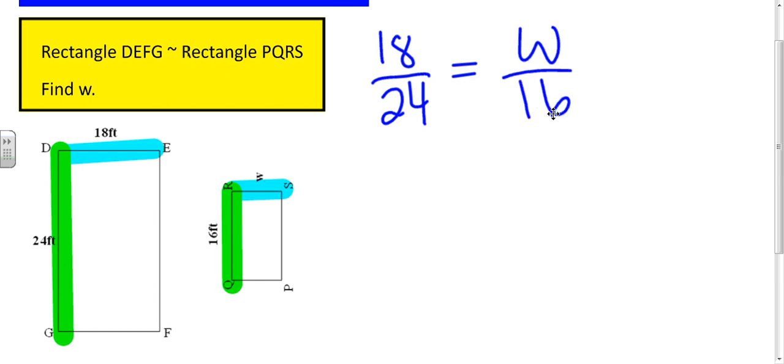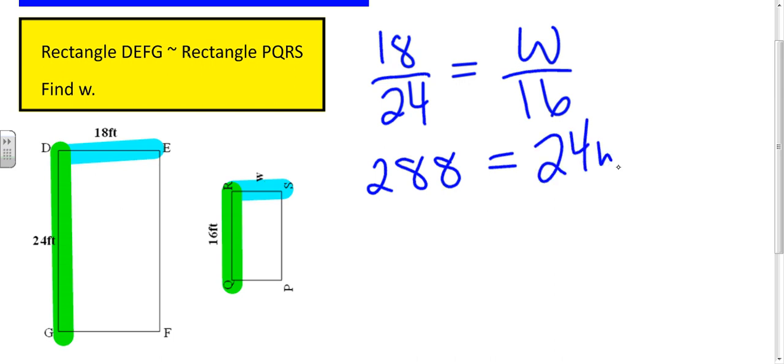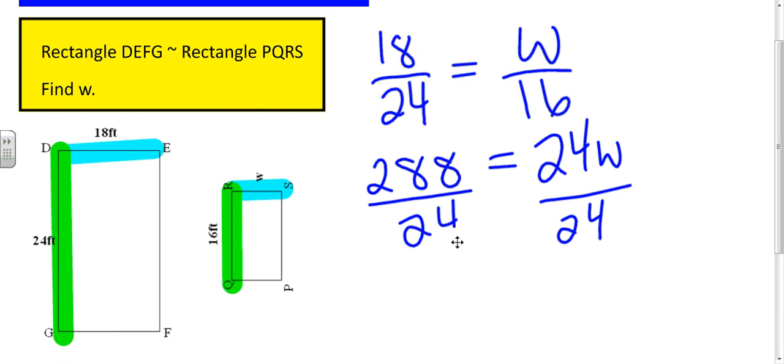Now I'm going to cross multiply. 16 times 18 is 288, and that is equal to 24W. Divide both sides by the coefficient, and I find out that W is equal to 12 feet.